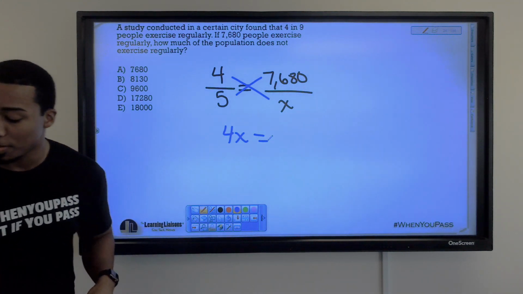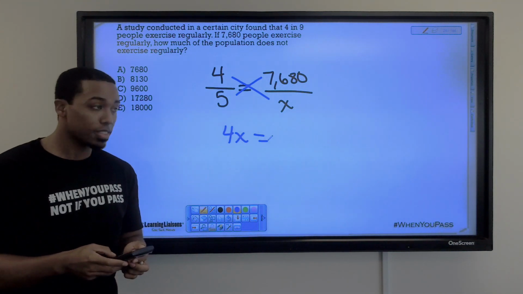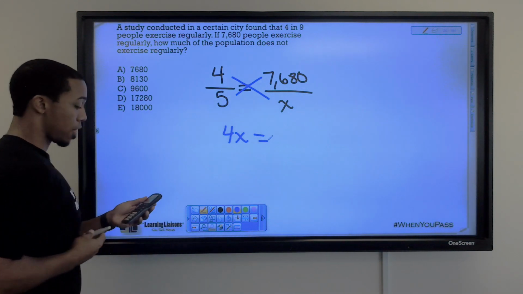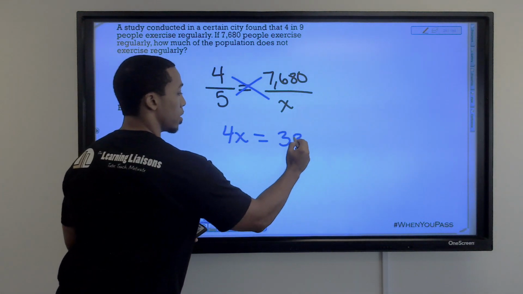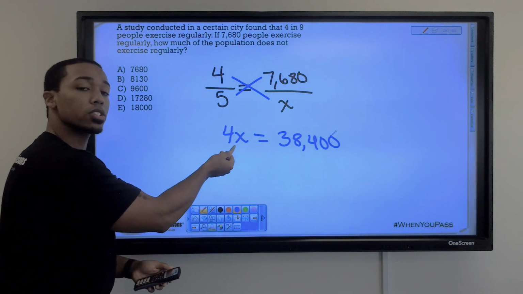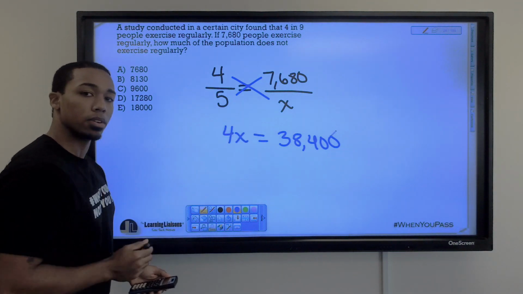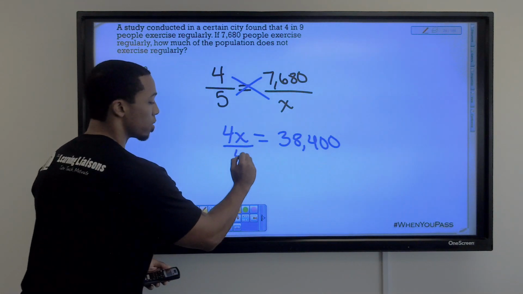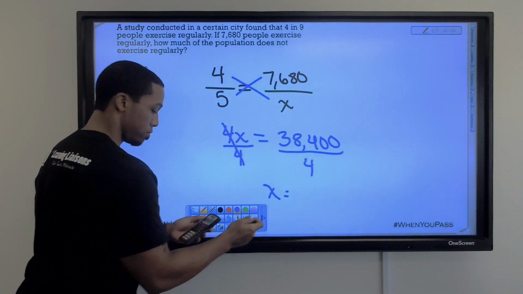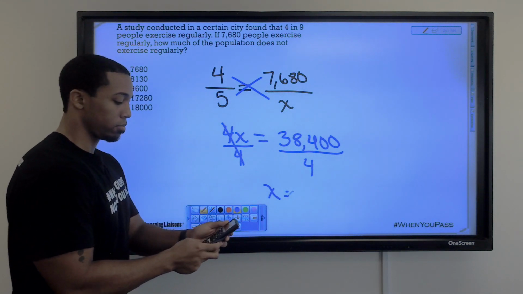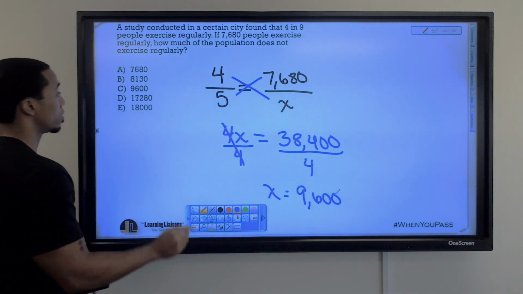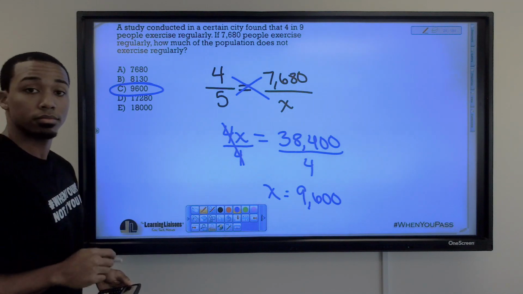I'm going to grab my calculator because 4 digits is a little ugly. 7,680 multiplied by 5 gives us 38,400. Lastly, our variable, what we're trying to solve for, is multiplied by 4 to get that number. Work backwards, divide by 4. X equals 38,400 divided by 4, which gives me 9,600. And there we go. Answer choice C.